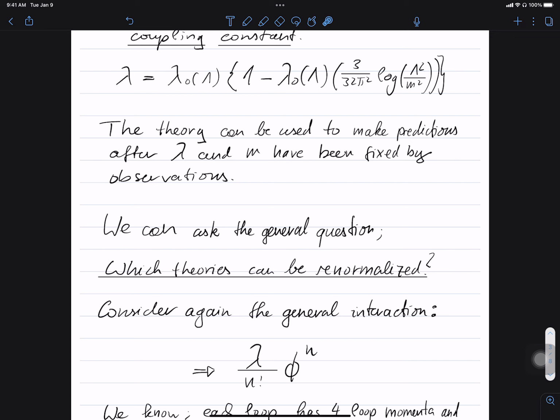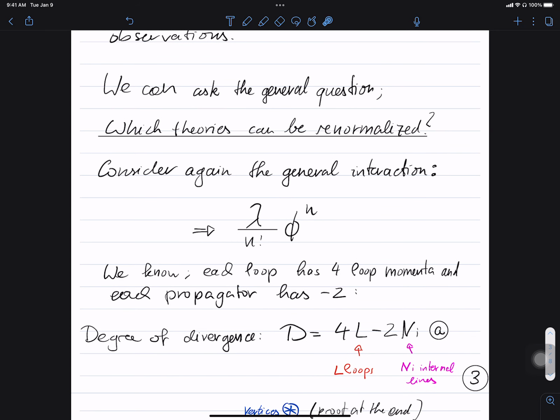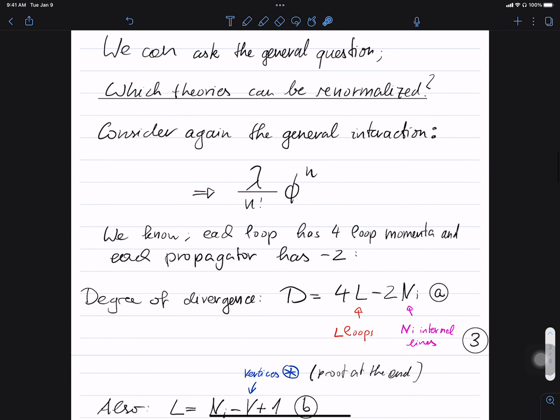Now, finally, as I said, theory can be used to make predictions about nature once we have fixed the two parameters lambda and m. Finally, we can ask the general question: which theories can be renormalized at all? And remember, we had again this general interaction for scalar fields. For real scalar fields, we could in principle write any n phi to the n interaction. And we will now do some general considerations.